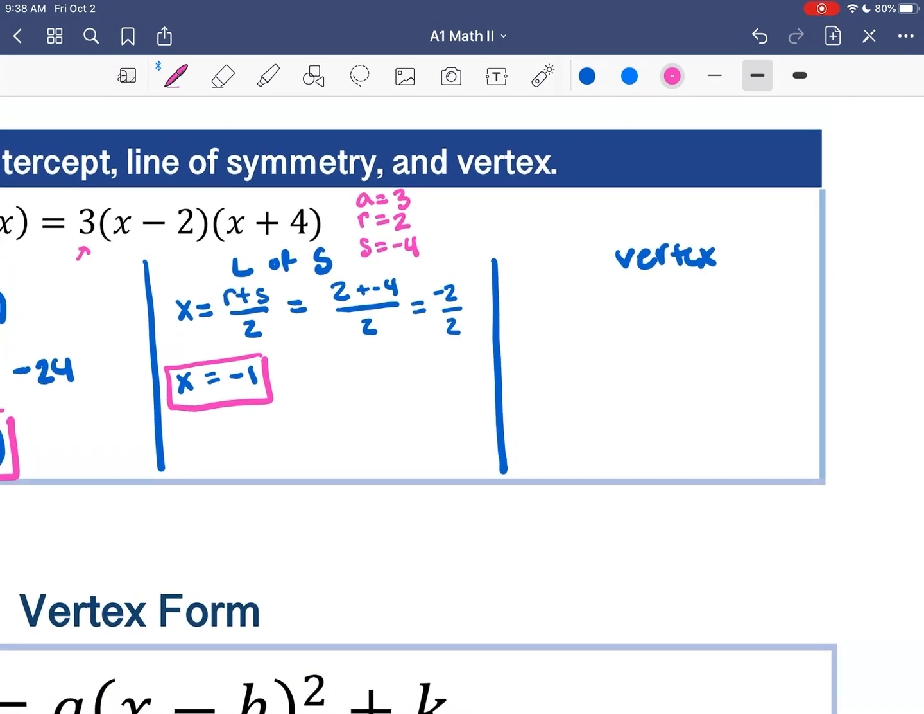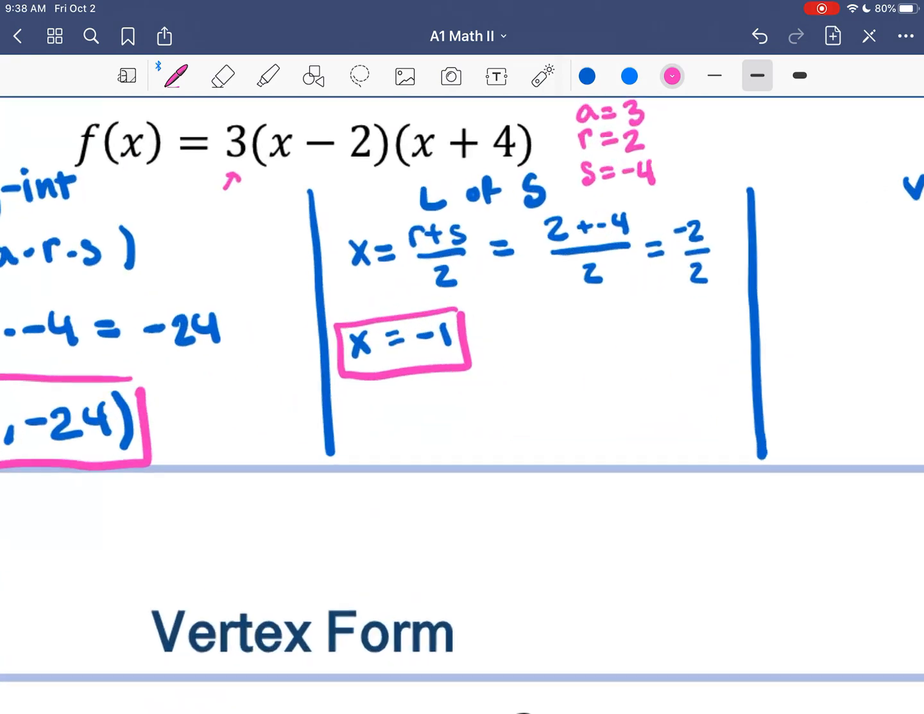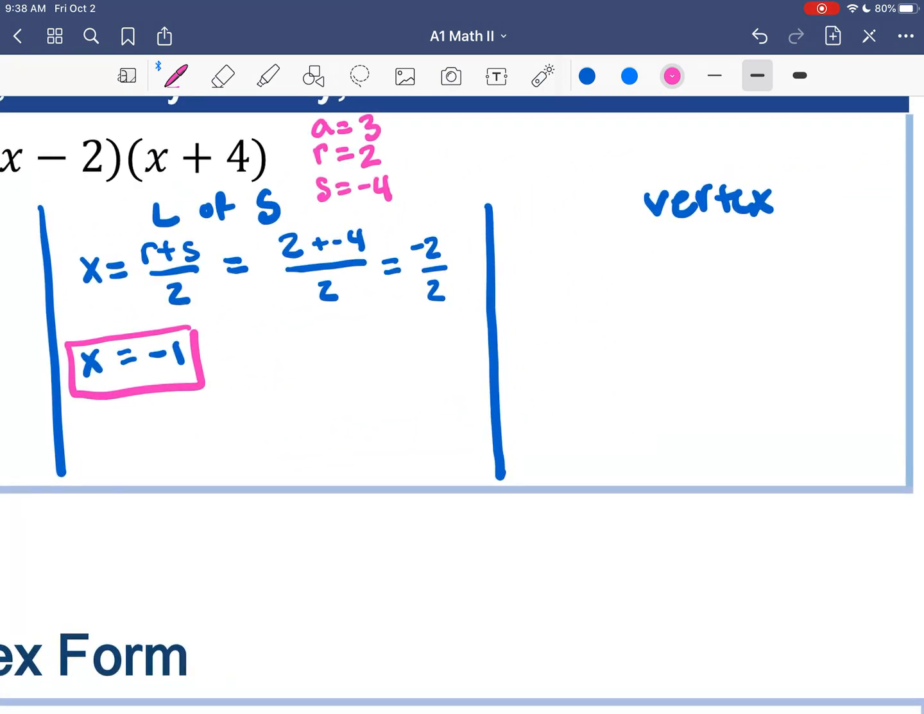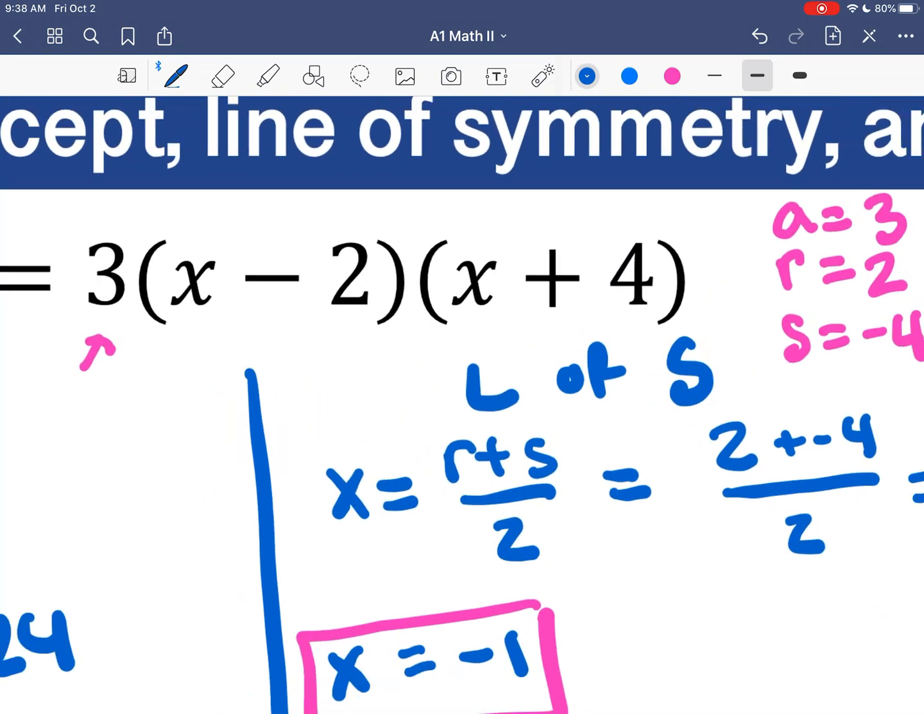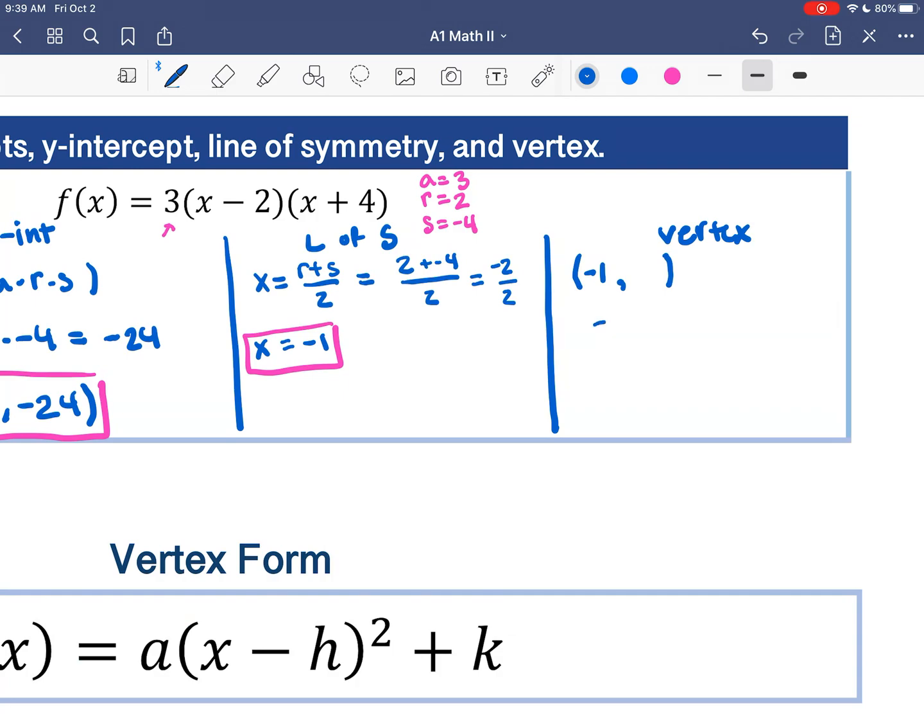Not always the case, of course. It just sort of happened to be that these two have the same line of symmetry. And remember from before, our line of symmetry is the x value of our vertex. So I could look at the formula, but I already know that the x value has to be negative 1 because I found that. And the y value just comes from plugging in negative 1 to our function.